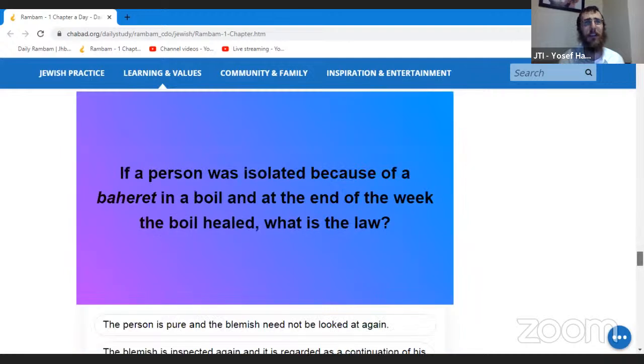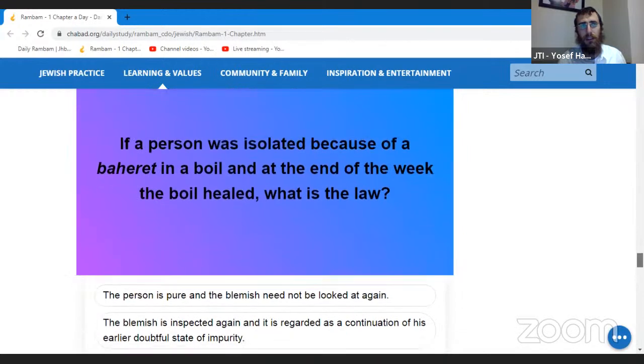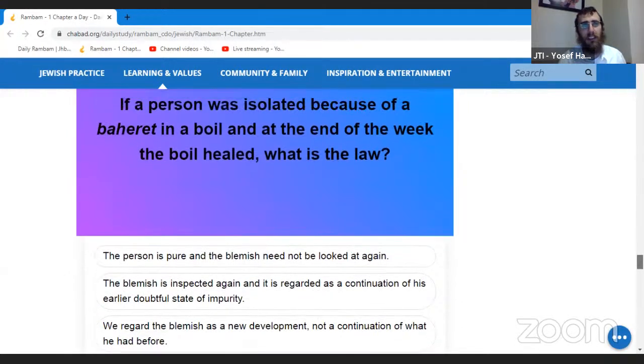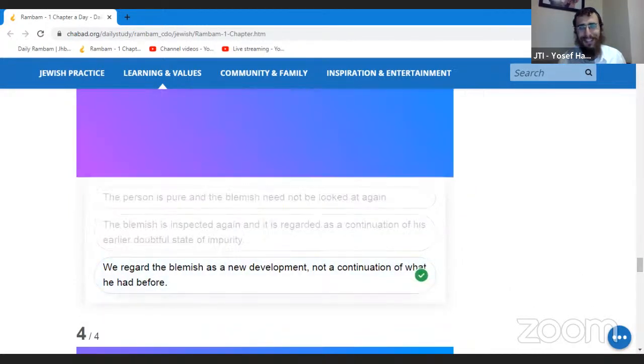If a person was isolated because of a baheres in a boil, and at the end of the week the boil healed, what is the law? The person is pure, and the blemish need not be looked at again. The blemish is inspected again, and it is regarded as a continuation of his earlier status of impurity. Or with regards to the blemish, we regard the blemish as a new development, not a continuation of what he had before. I think number 3. I think that if the boil disappears, then he starts afresh.